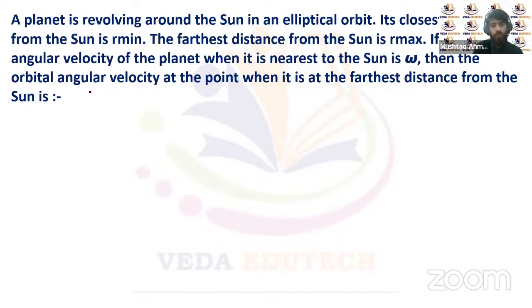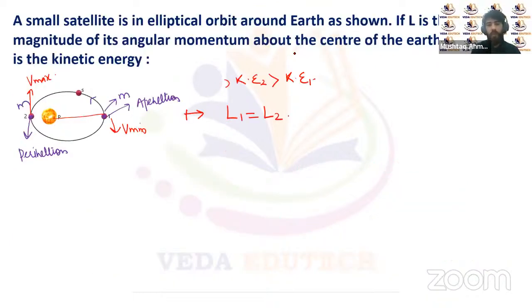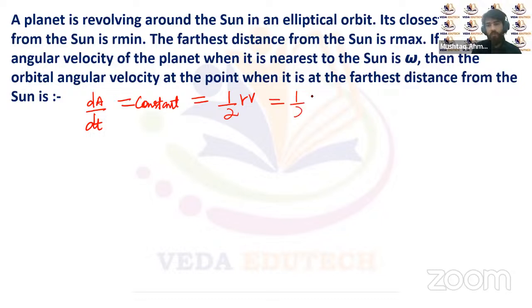We know the areal velocity is a constant. It means that dA over dt is a constant here, and that constant is equal to half RV. We can write this V as R omega. By writing V as R omega, we'll be left with half R square omega. We have to find the ratio between the angular velocities at the nearest and the farthest point, so omega farthest and omega nearest.